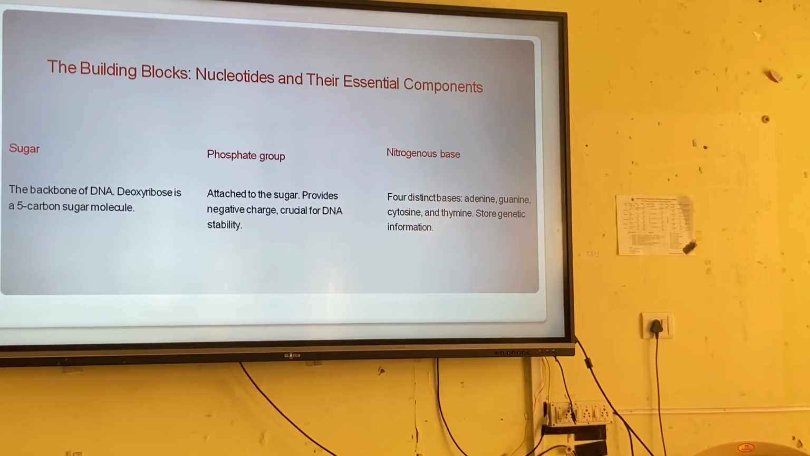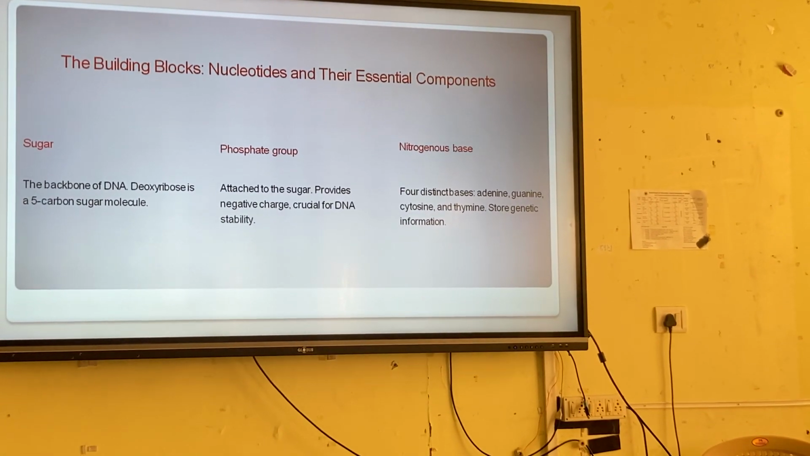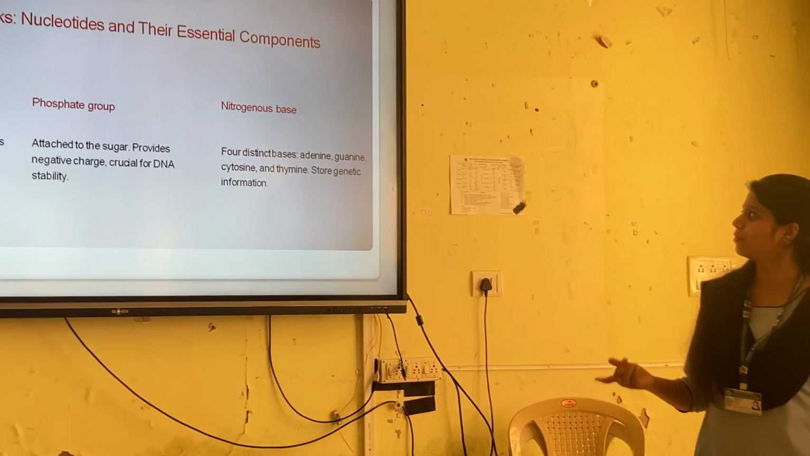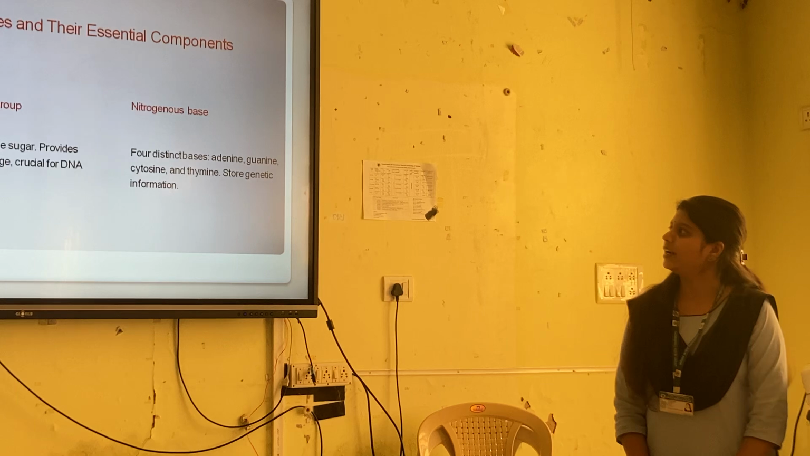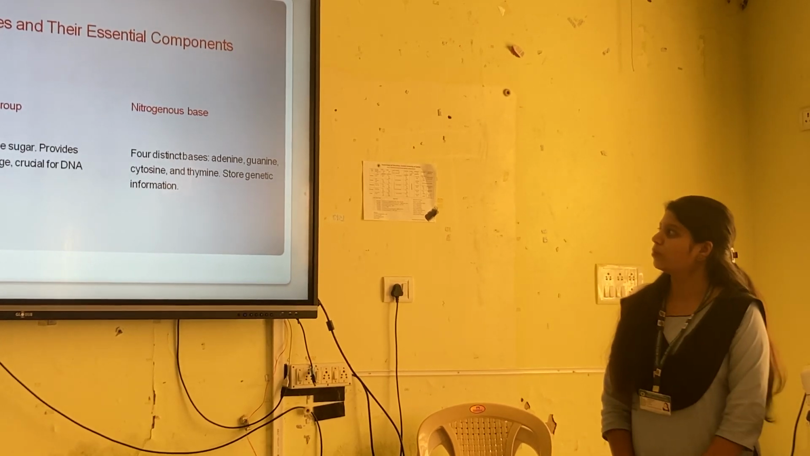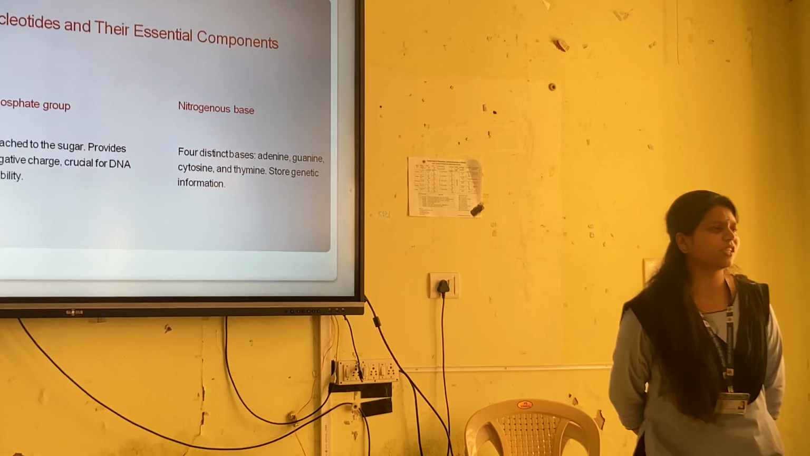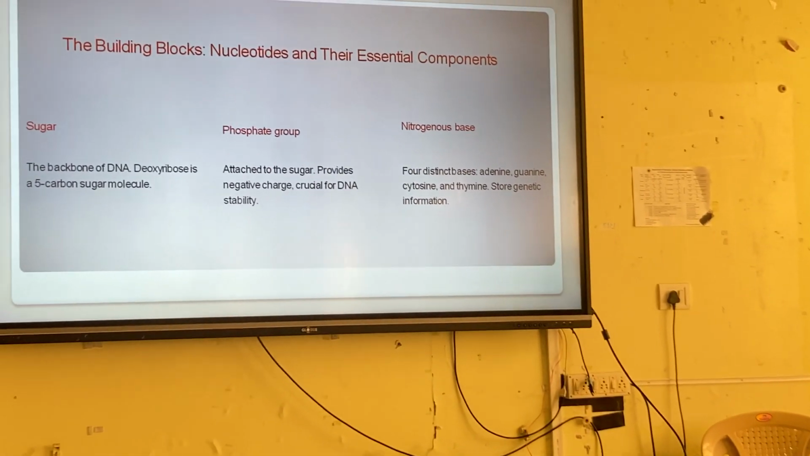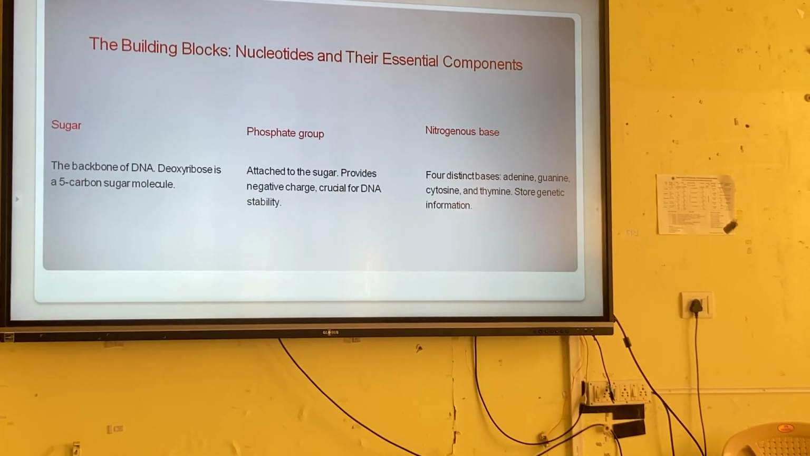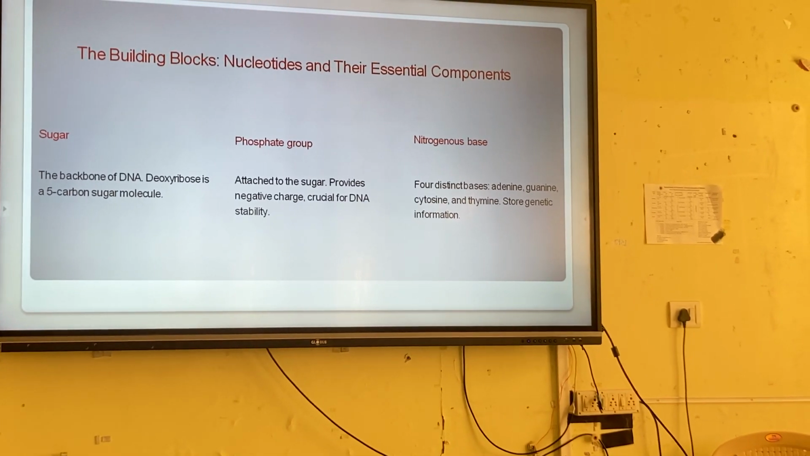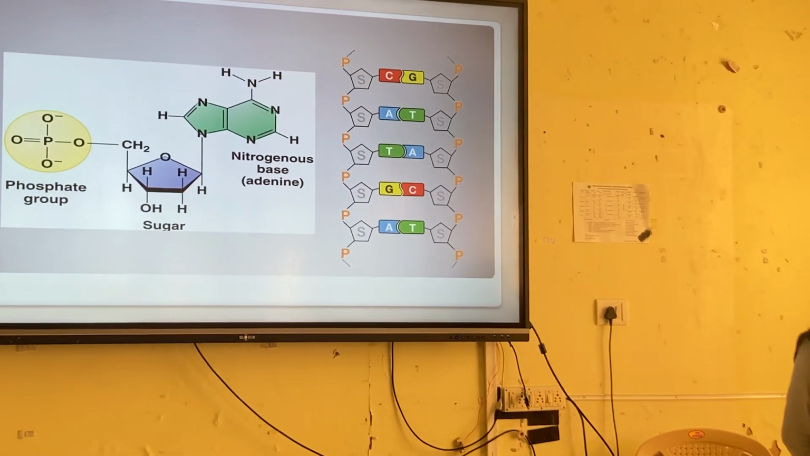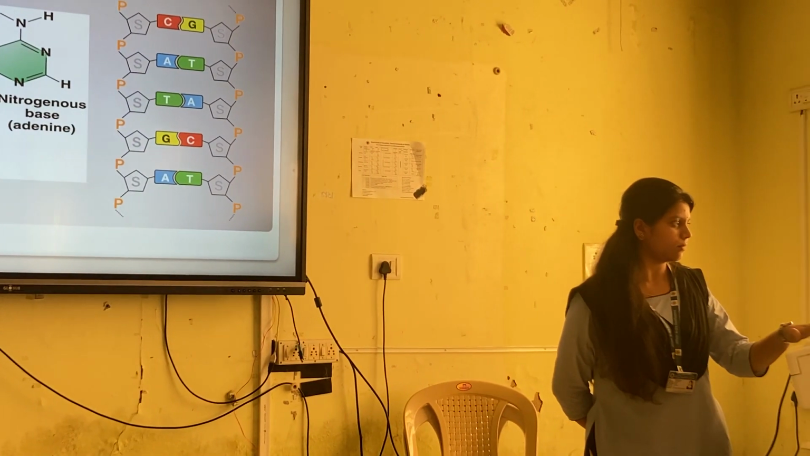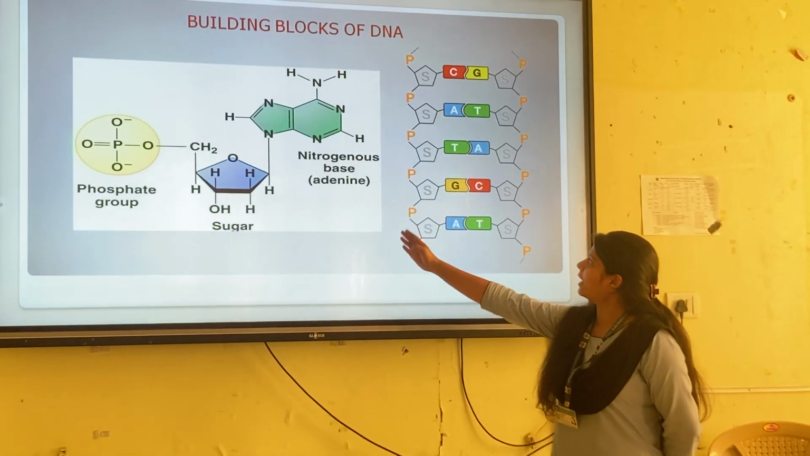Okay, so let's discuss the building blocks of DNA, that is the nucleotides. So nucleotides basically consist of sugar, phosphate group and nitrogenous base. The sugar is basically the backbone of DNA, and it is deoxyribose, which is a 5-carbon sugar molecule. Then we have the phosphate group, which is attached to the sugar. It gives the acidic character to the DNA. Then we have the nitrogenous base. There are four distinct bases: adenine, guanine, cytosine and thymine, which store the information. Here we can see the structure of the building blocks of DNA: the phosphate group, the sugar and the nitrogenous base.